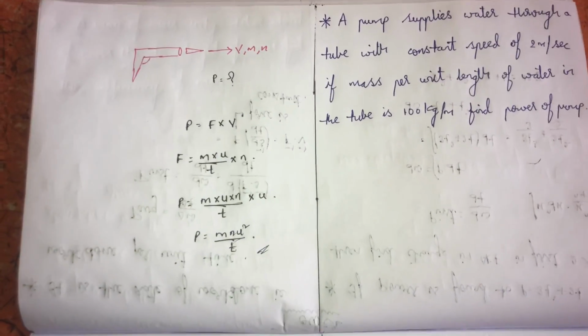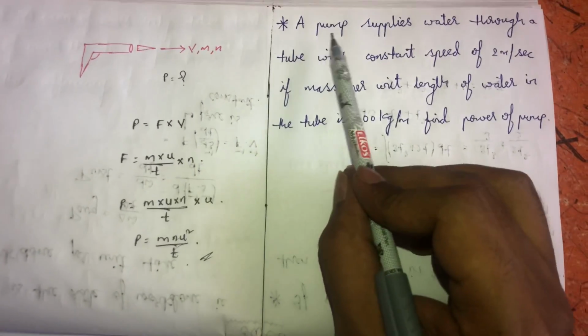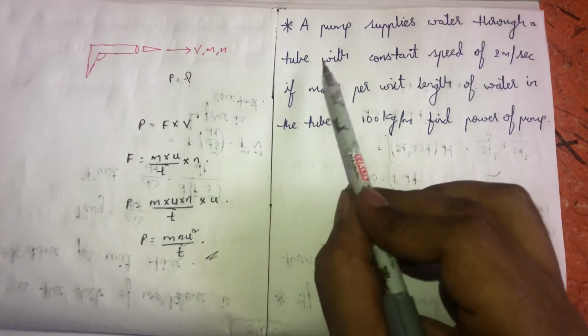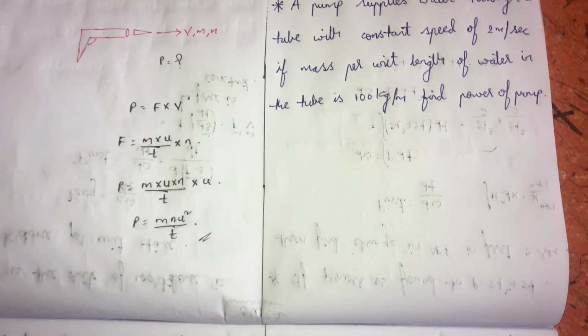That's it. Clear. Next, here they said that a pump supplies water through a tube with a constant speed of 2 meters per second.